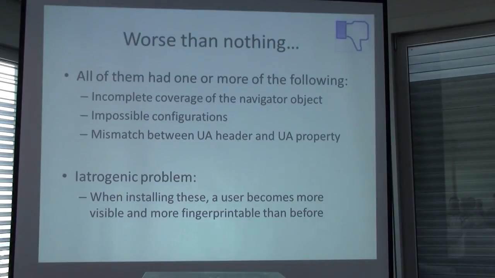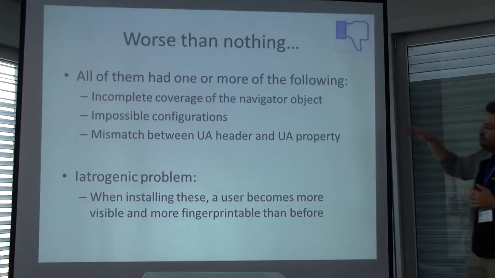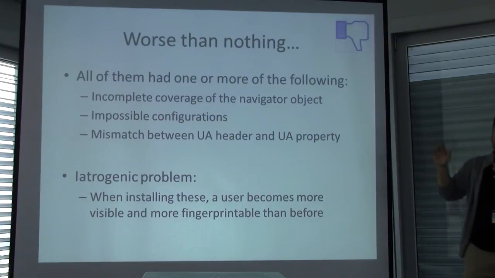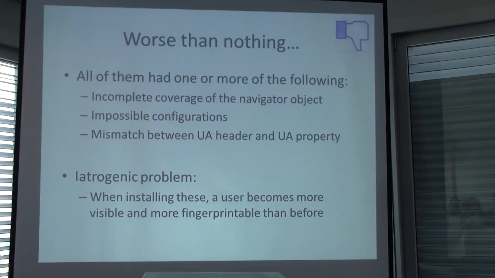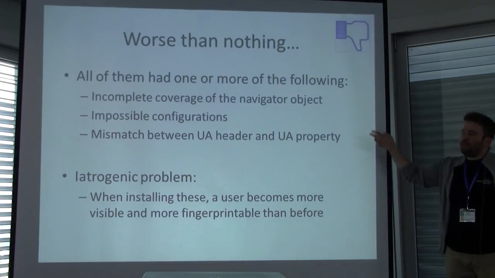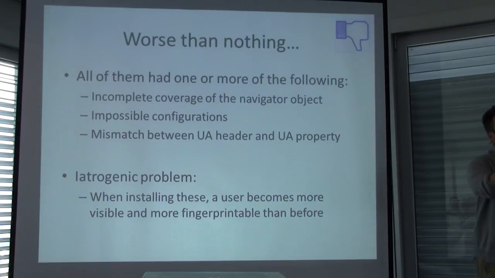Then you had impossible configurations, kind of similar to the first one. So you had an iPhone, supposedly an iPhone, that had a screen size of 2,000 pixels. So again, this doesn't work. And also, a number of them were forgetting that the user agent is communicated through the JavaScript property as well as the HTTP header. So they would change one, but they wouldn't change the other. Now, you may think, okay, so we're back to where we started.